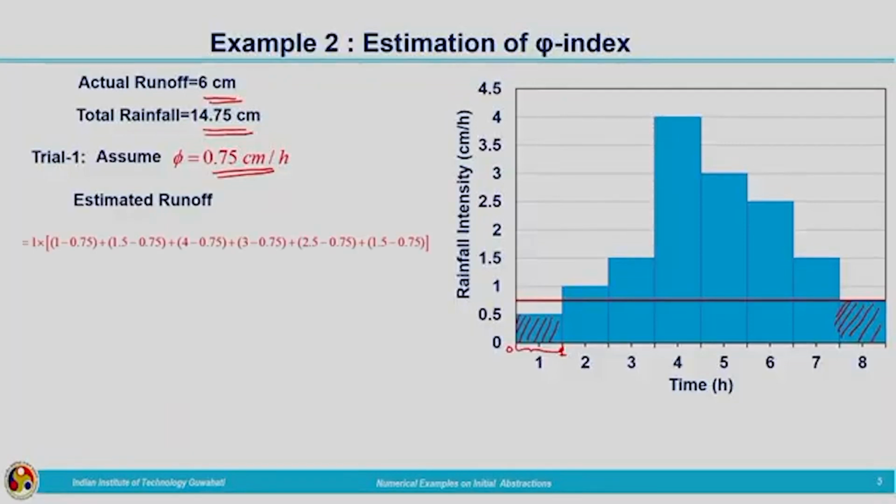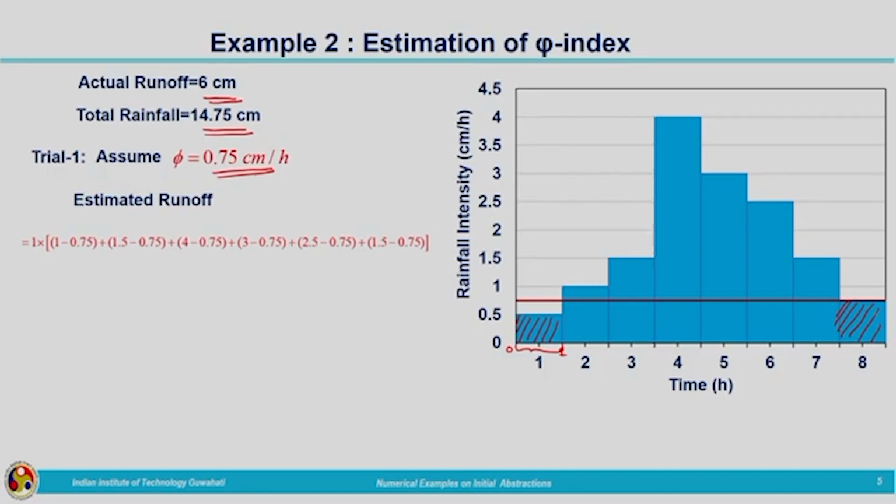So, corresponding to this assumption, that is phi equal to 0.75 centimeters per hour, we will calculate the runoff depth. Then we will compare it with the actual runoff depth. If both are matching, our initial guess is correct. If it is not matching, then we may have to go for a second trial. So, we can start solving the problem. The estimated runoff corresponding to phi value 0.75 centimeters per hour can be calculated. That is, this ordinate will be going as abstraction corresponding to the first hour and the last 1 hour.